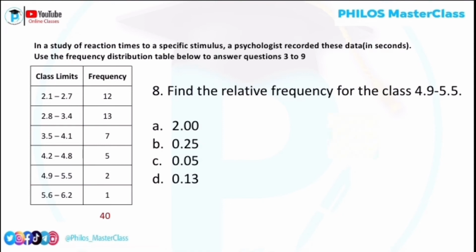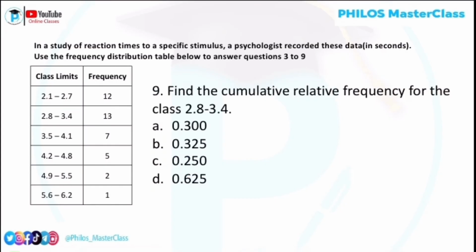To get the relative frequency of that particular class, which is class 4.9 to 5.5, we need to take the frequency of that class. So in this particular table, what's the frequency of 4.9 to 5.5? It's 2, isn't it? So we take 2 divided by 40. When you take 2 over 40, you get 1 over 20, which will give you 0.05. Then let's proceed to the next question.